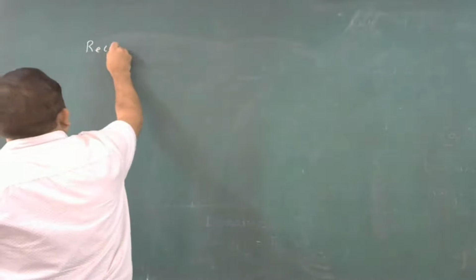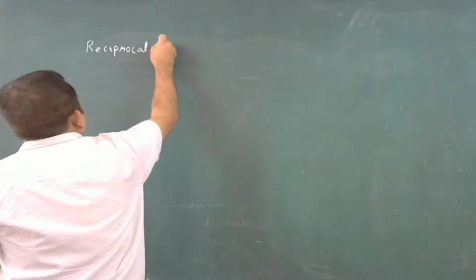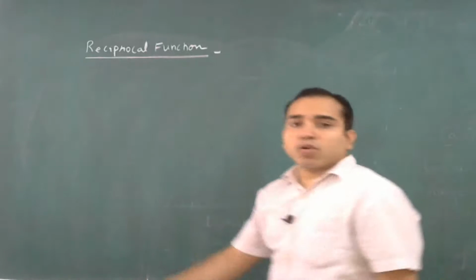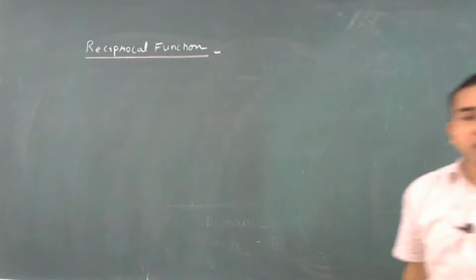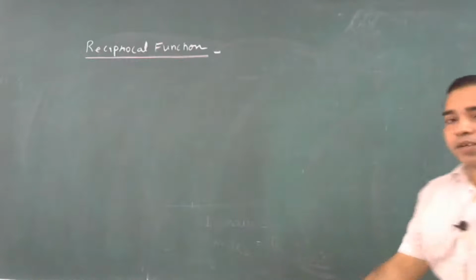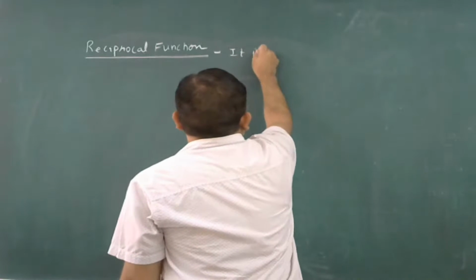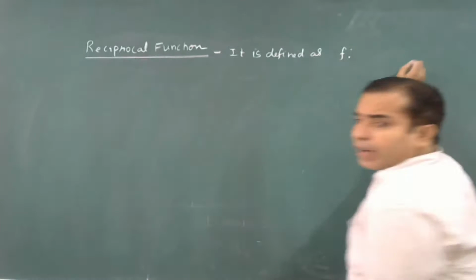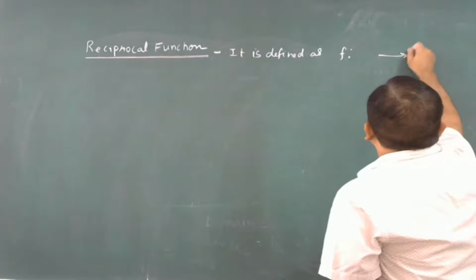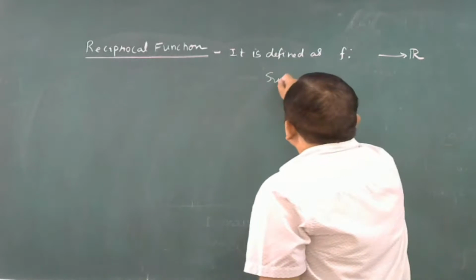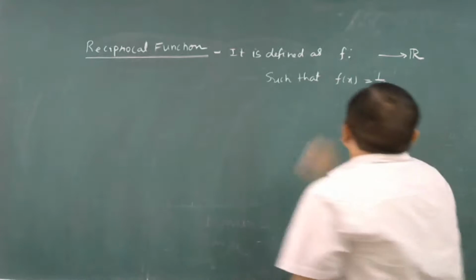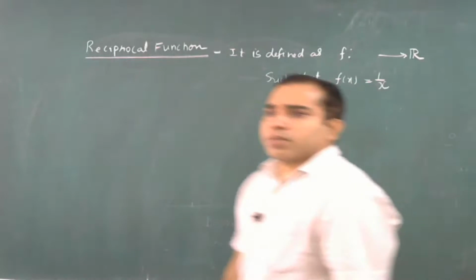Reciprocal function. Some people are very beautiful, their full features become clear from their name itself. This is also something like that. Okay, it is defined as a function. Domain I'll find later on and then we'll write. And the codomain is always taken R, such that f(x) equal to, and the rule is 1 upon x. 1 upon x. Right.